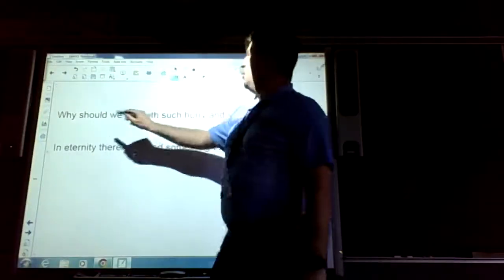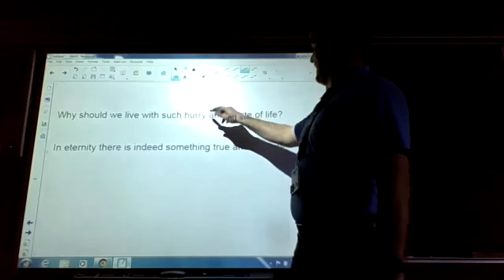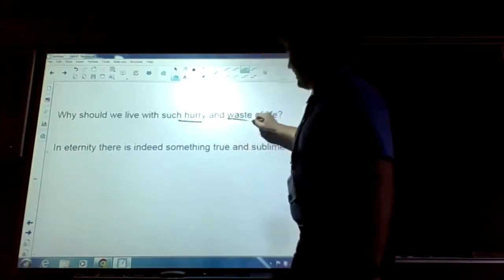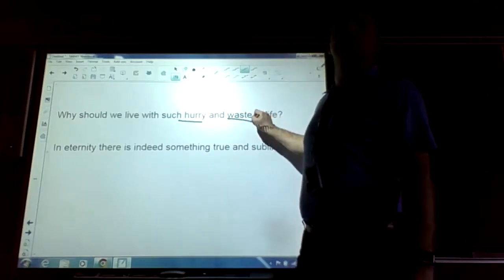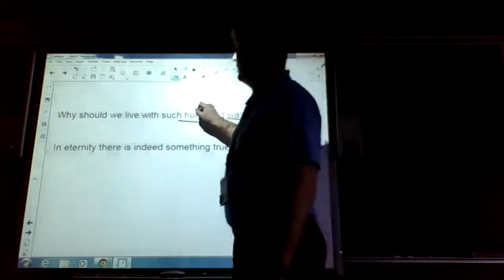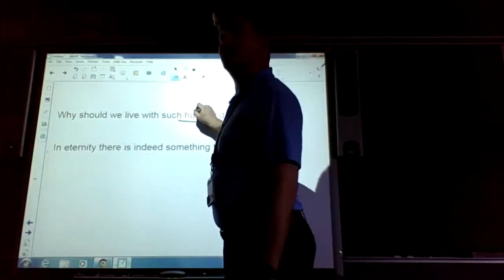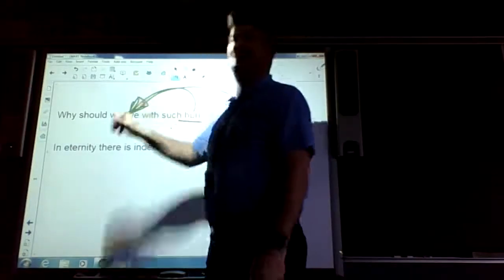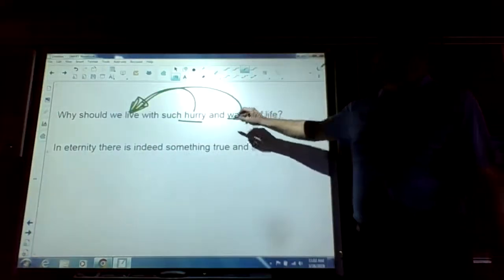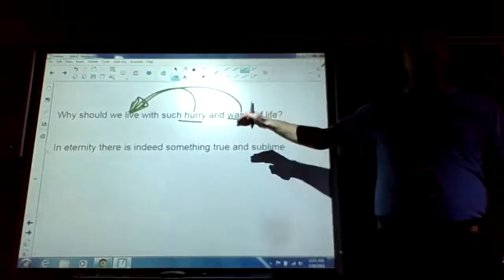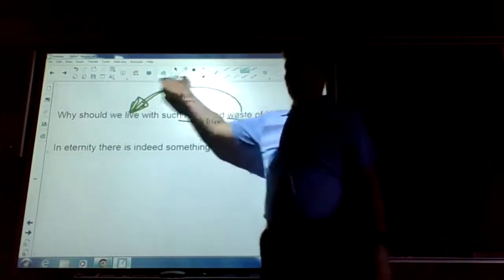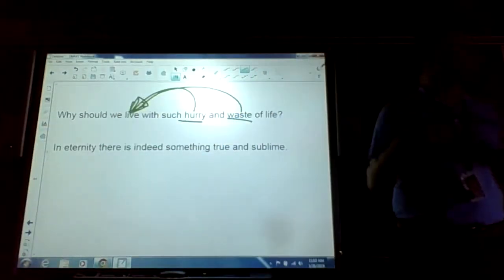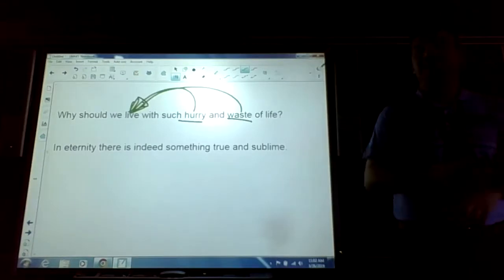So here's sentence one. Why should we live with such hurry and waste of life? Okay, here, the words hurry and waste are both being used to modify what word? Someone say live. So both of these words are modifying the word live. Okay. So this is an example of parallelism. Two words being used to modify one word. Anytime you use a list, that is an example of parallelism. You're listing three things. Okay?